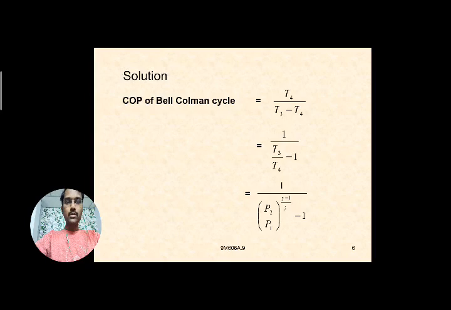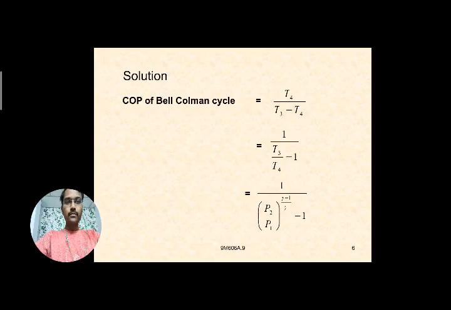It's a constant pressure process. So P2 is equal to P3, and P4 is equal to P1. So P1 equals P4. So the 2 to 3 process is a constant pressure process, and the 4 to 1 process is a constant pressure process.